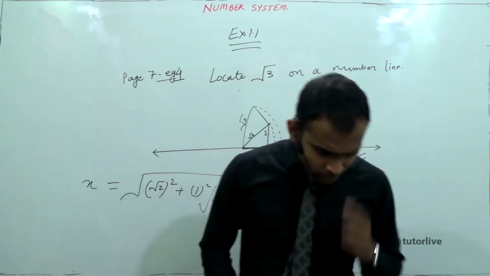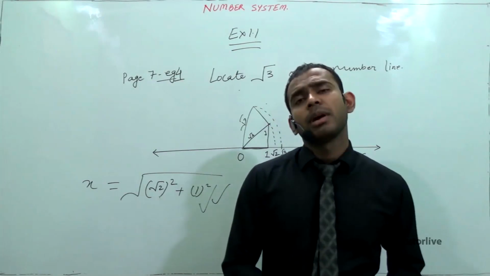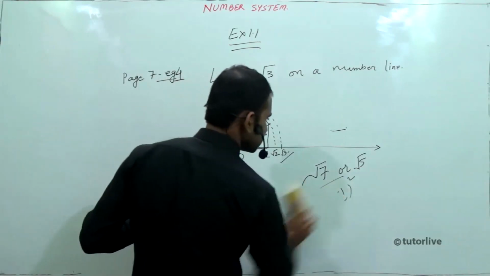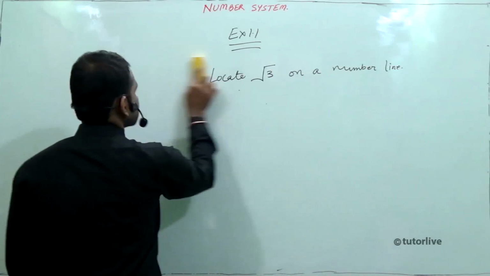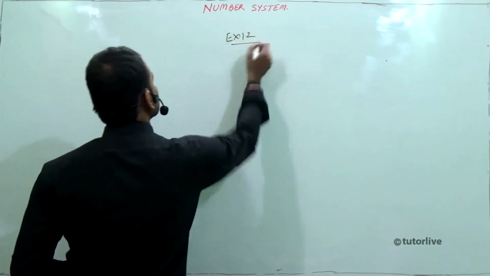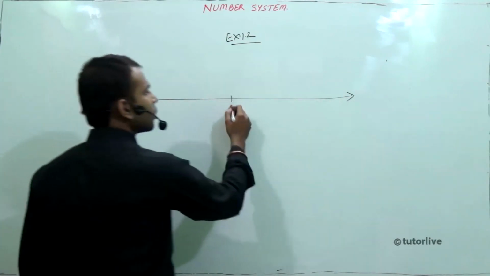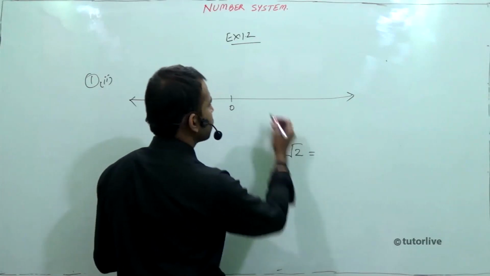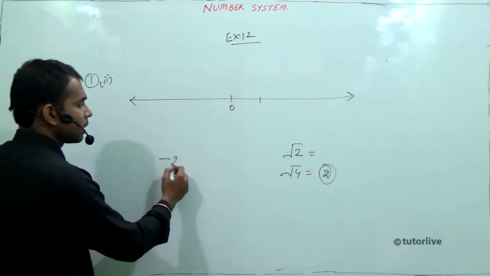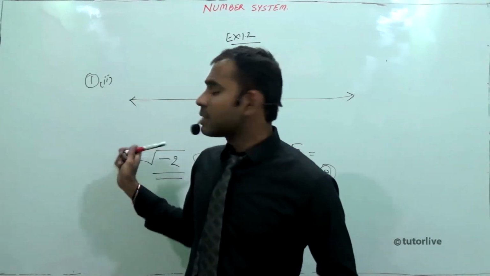Okay, coming to the second point, every point on the number line is of the form root m. Is every point on the number line of the form root m? Is it so? We draw a number line, 0, root 2. Yes, of course we can locate root 2. Root 4, yes, of course we can locate it, 2. Okay, now coming to the negative side, minus root 2. How will we find it out? It's impossible to find this negative square root.